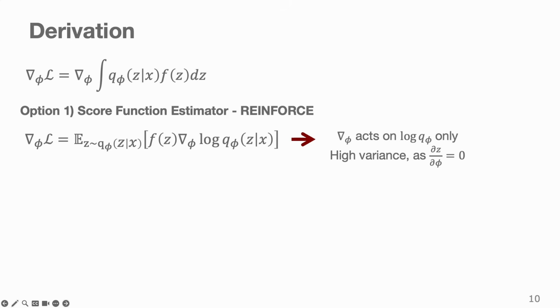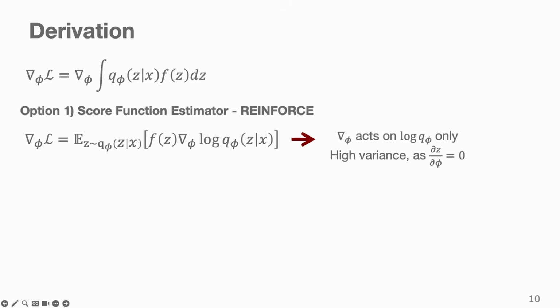But one thing to notice here is that in this formulation, the gradient only acts on the log of the q term, ignoring completely how the Z itself changes with phi. So this means that this will have very, very high variance because the gradient has no way to see into the function of Z itself. So basically, the optimizer will be guessing because it knows if a sample was good or bad, but it doesn't know how to shift the mu and sigma to make it better.